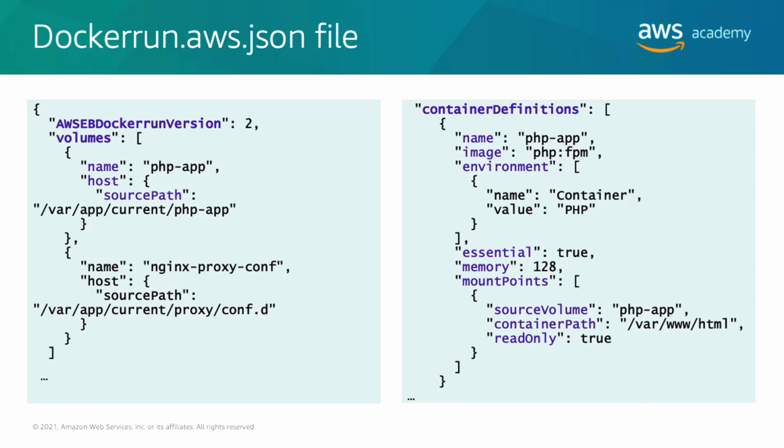The dockerrun.aws.json file includes three sections. First is the AWS EB Docker Run version. This specifies the version number as the value 2 for multi-container Docker environments. Next is the volumes section. This creates volumes from folders in the EC2 container instance or from your source bundle, which is deployed to /var/app/current. Mount these volumes to paths within your Docker containers by using mount points in the container definition.